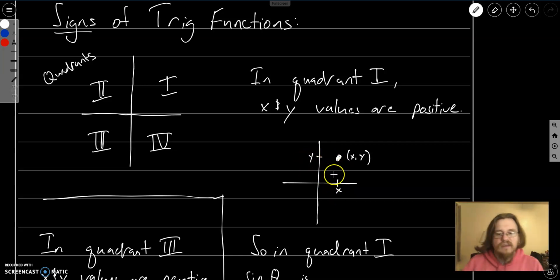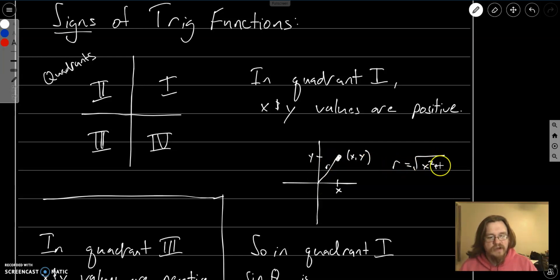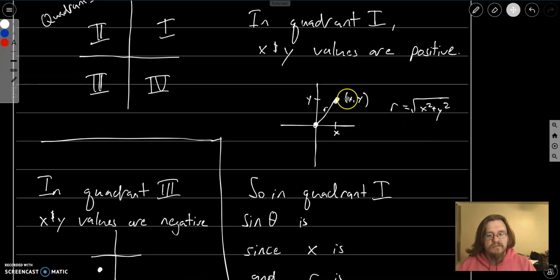When we look at x and y, we also have our distance, r, which is again the square root of x squared plus y squared. But you'll notice that the square root of a number is always going to be positive if it exists, unless it's 0. In this case, r is the distance from the origin to this point. Distances are always positive. So x is positive, y is positive, and r is positive. No matter what trig function we're looking at, x, y, and r are all positive.